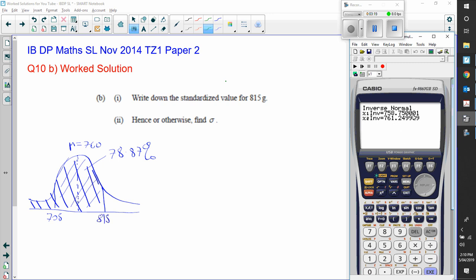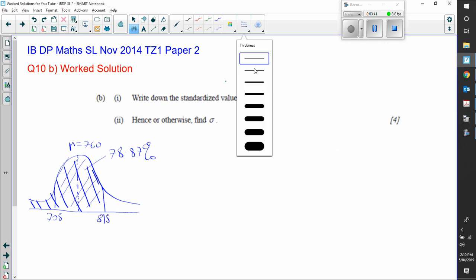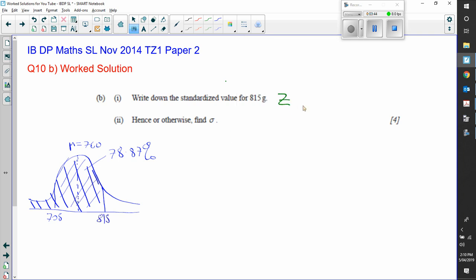Our Z score is going to be whatever this is above the mean. So this is 1.2499, or let's round that to 3 significant figures, 1.25. So our Z score is approximately 1.25. We used the technology to find it. All we had to do was write it down; we didn't have to show any working.